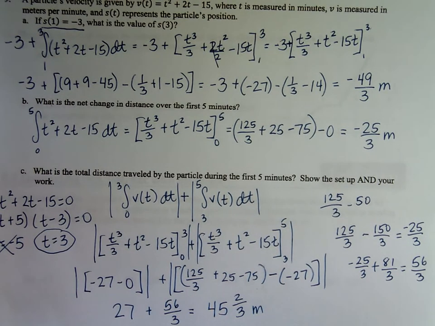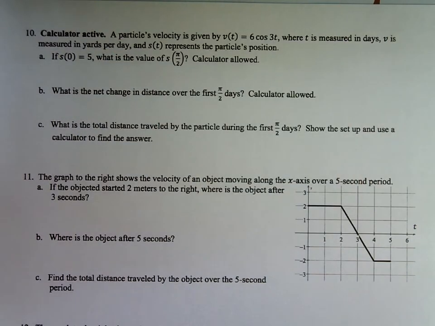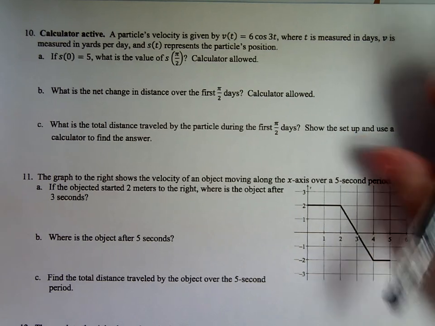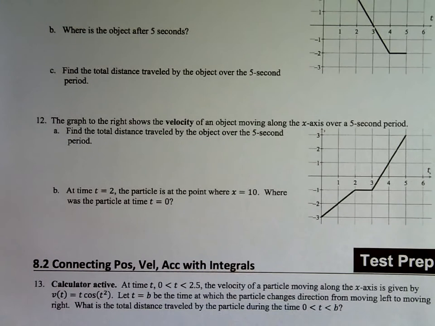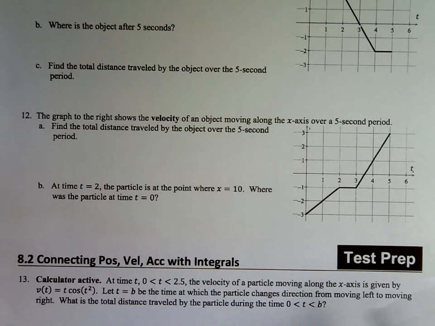Whew. All right, so that question is a typical AP exam type question where it asks you all sorts of different things, but based off the same function and scenario. One last one that I want to look at, and that is number 12. Here goes 12. Hang on, let me show you it. Number 12. The graph to the right shows the velocity of an object moving along the x-axis over a 5-second period. Find the total distance traveled by the object over the 5-second period.